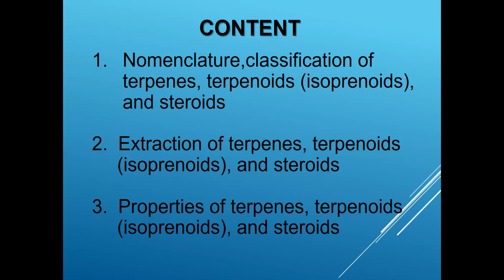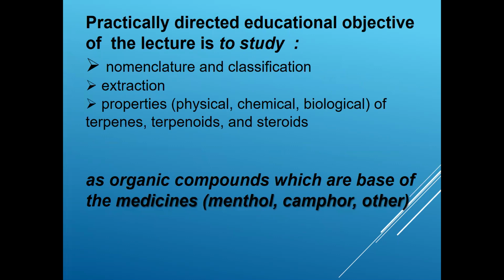Content: nomenclature, classification of terpenes, terpenoids, and steroids. Extraction of terpenes, terpenoids, and steroids. Properties of terpenes, terpenoids, and steroids. The practically directed educational objective of the lecture is to study nomenclature and classification, extraction, and properties (physical, chemical, biological) of terpenes, terpenoids, and steroids as organic compounds which are the base of medicines such as menthol, camphor, and others.